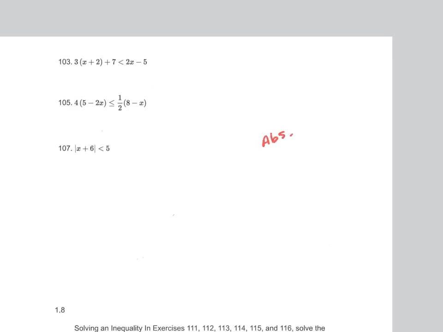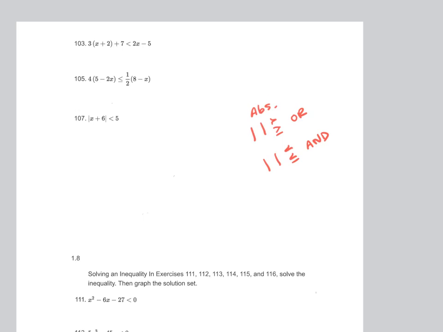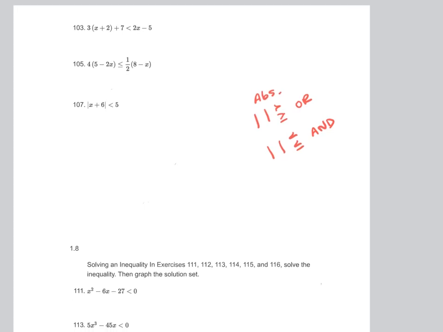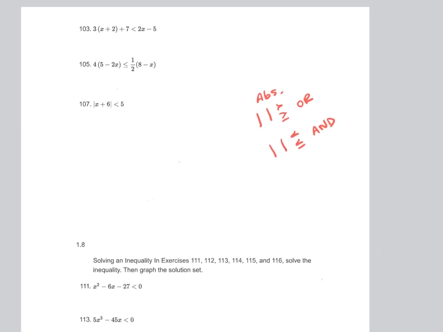Remember, if the absolute value is greater than or equal to something, we say it's an or. And if the absolute value is less than or equal to something, we say it's an and. So that would be something like 107. And then we got to 10, let me make sure, 107, good.